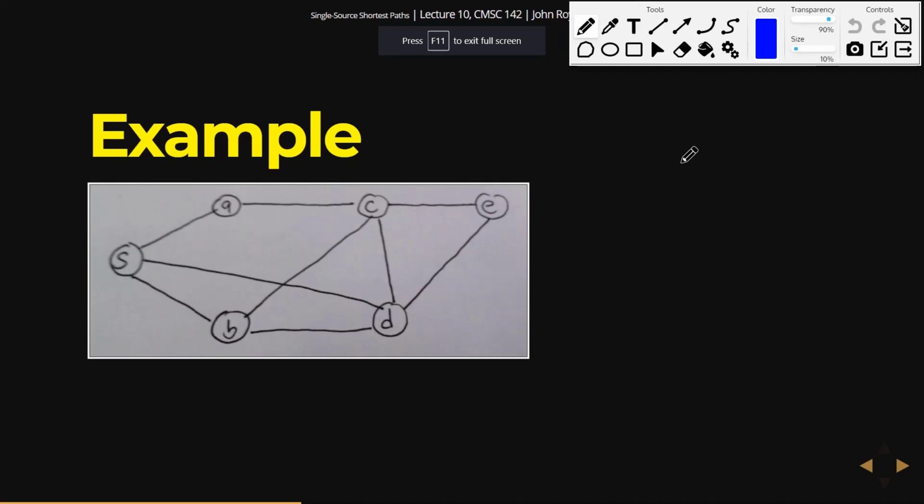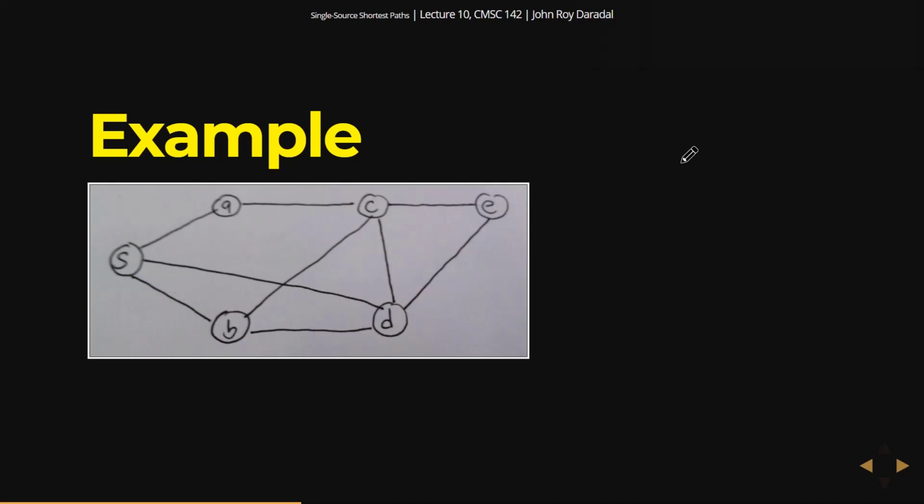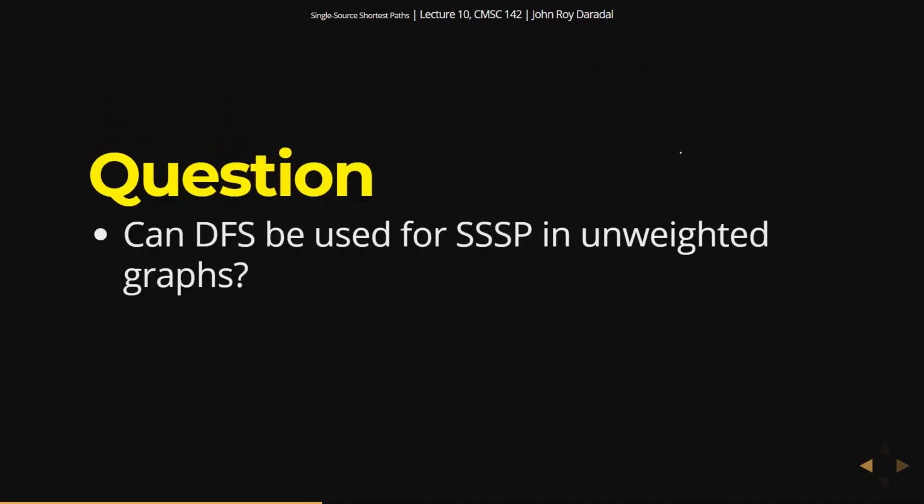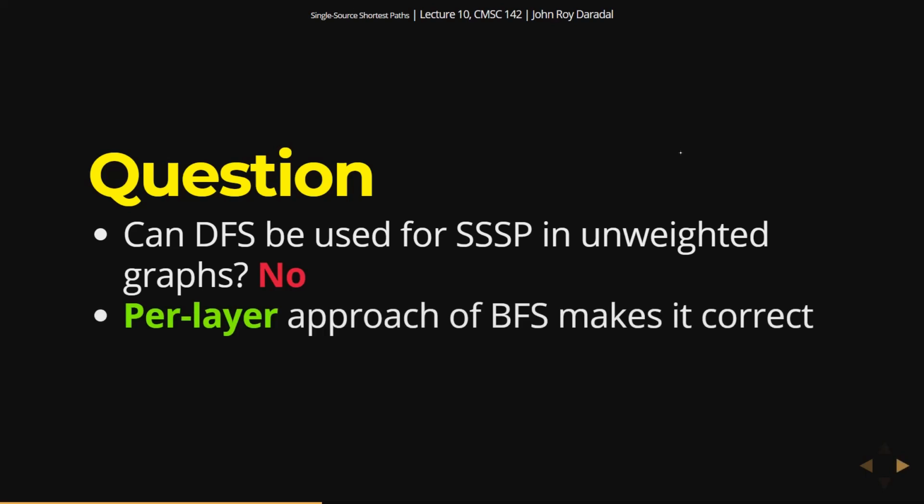So for DFS, this would be 0, this would be 1, then go as deep as possible, 2, 3, 4, and then 5. And that would already be wrong, right? Because this one doesn't have a length of 5, it has a shortest path length of just 1. So we cannot actually use DFS to solve SSSP in unweighted graphs. We can only use BFS because the per-layer approach of BFS makes it correct. But that is only for unweighted graphs, okay? So, yeah.